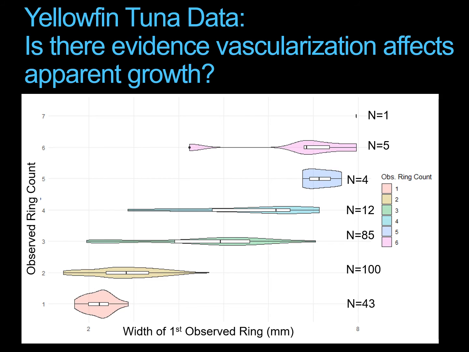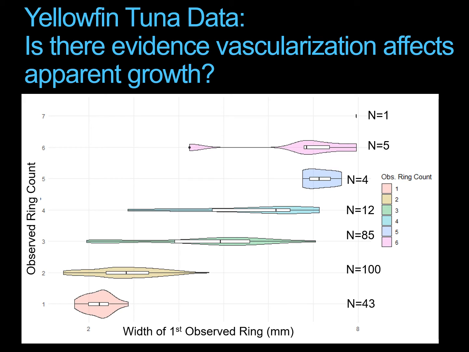So here we have violin plots of the width of the first observed ring in millimeters, grouped by how many rings were counted for those spines. So down here, this is when that spine had 1 ring observed, and we can see that the width of that first ring is around 2 millimeters.